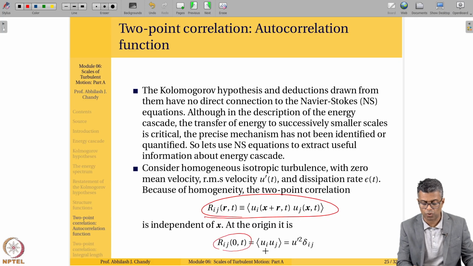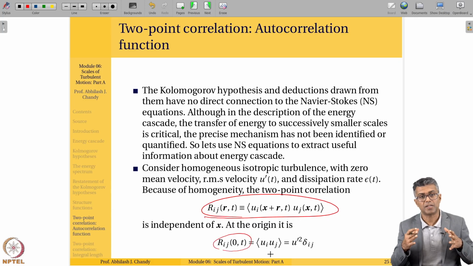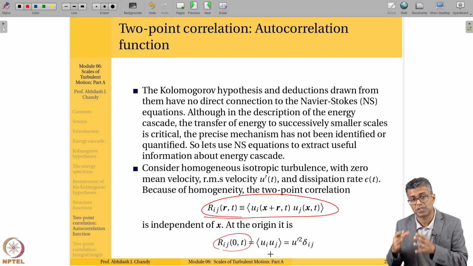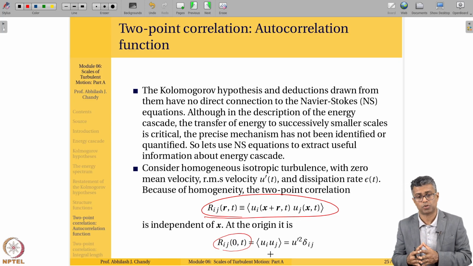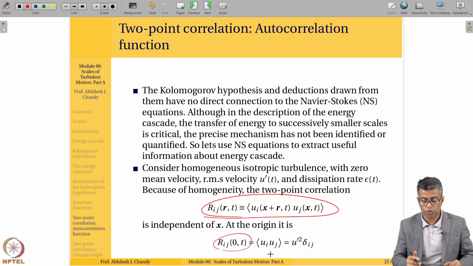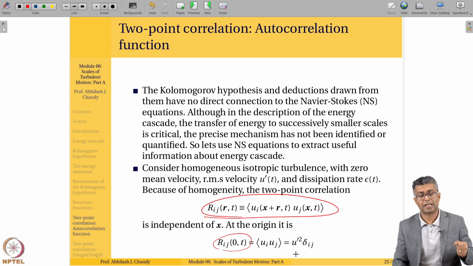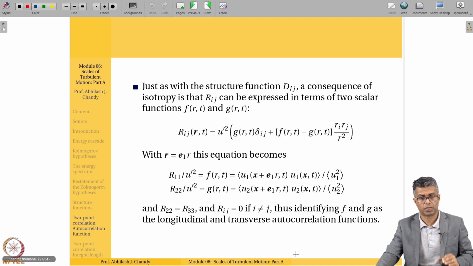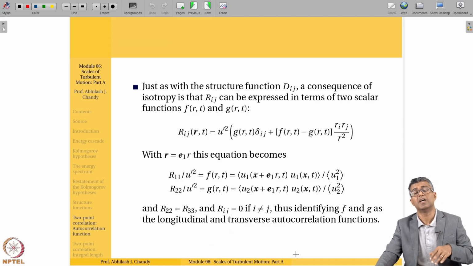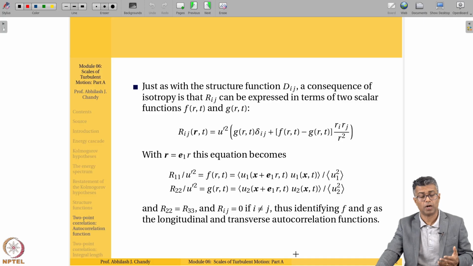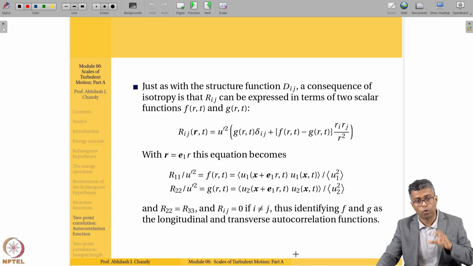So Rij(0, t) becomes uiuj. You see how we have simplified it because of those assumptions, the homogeneous assumption and the isotropic assumption. So uiuj would be u prime squared delta ij, isn't it? Delta ij being the Kronecker delta. So now that you have the 2-point correlation, which becomes the autocorrelation function in the case of the homogeneous approximation, now let's look at this in more detail.